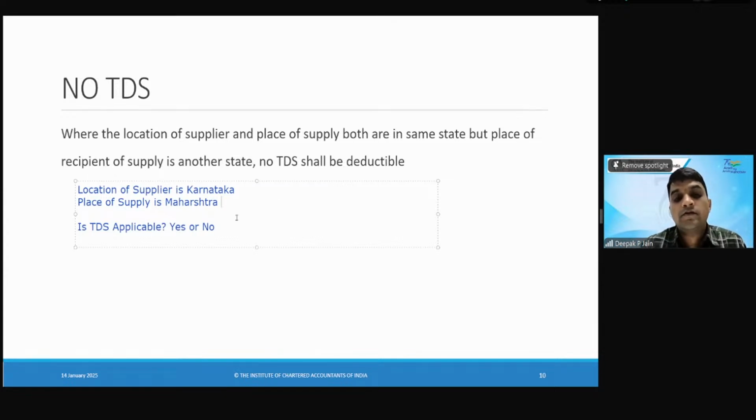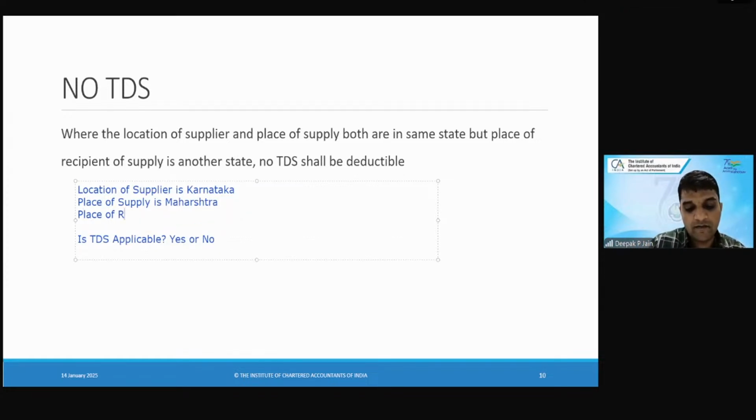Sir, recipient location is not there. Correct. So you cannot decide whether TDS is applicable or not by only these two facts. The provision I've already given here covers where the location of supplier and place of supply are in the same state, but place of recipient is in another state. So the place of the recipient is important. Without place of recipient, you cannot answer your question.